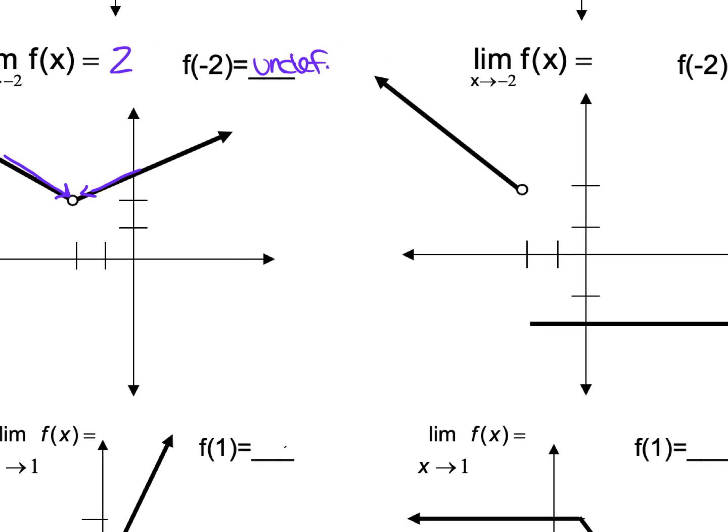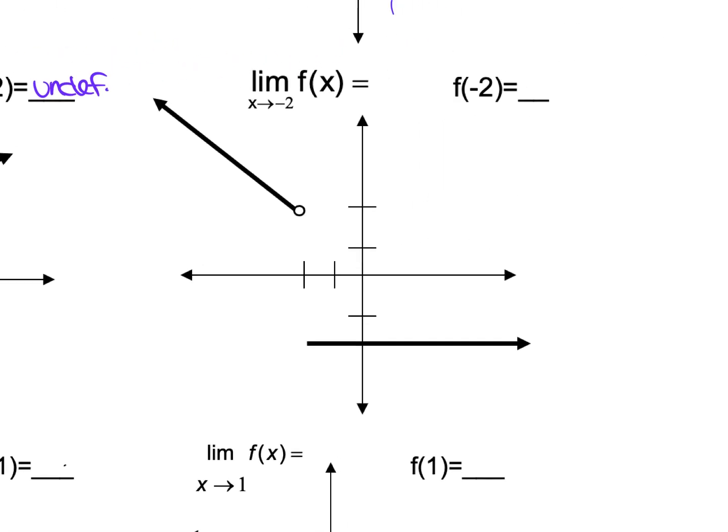All right, let's try that one more time. Now on this one, there is no dot right here. Assume there is a closed dot right there. So if I ask you f of negative 2 on this graph, you would tell me what? Negative 2. Now a limit has to take into account all the behavior.